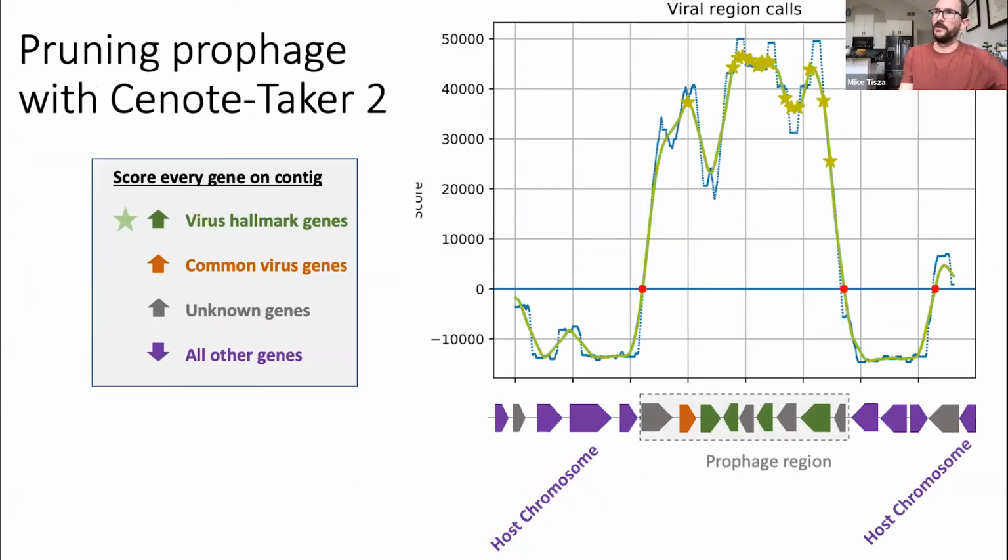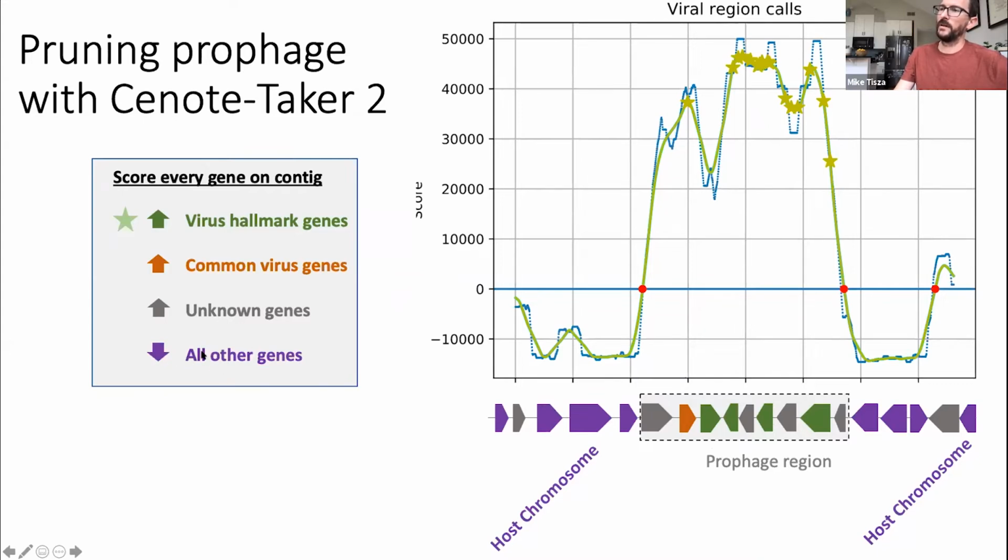Now, because this is phage-based, I want to talk about prophage pruning a little bit and how that works with Cenote-Taker2. This large figure here actually is a plot that was generated from a contig that I fed into Cenote-Taker2. But basically what you have is you have a larger contig, and then each of the ORFs on that contig gets categorized in one of 4 categories, either virus hallmark gene, common virus genes that are not hallmarks, unknown or hypothetical proteins, and then all other genes.